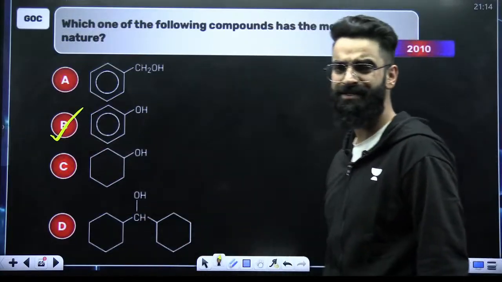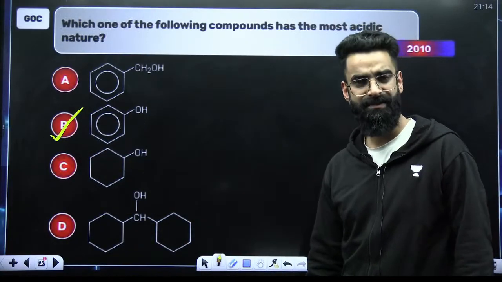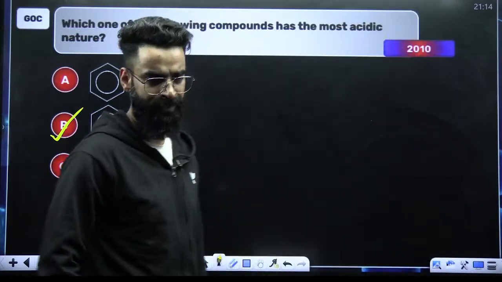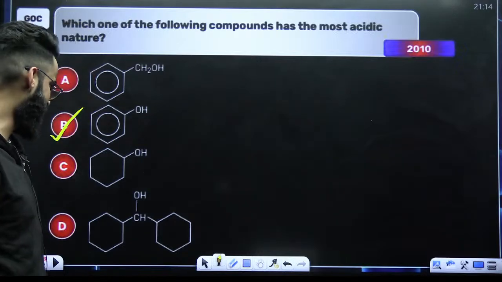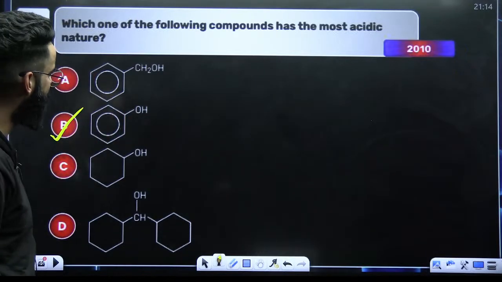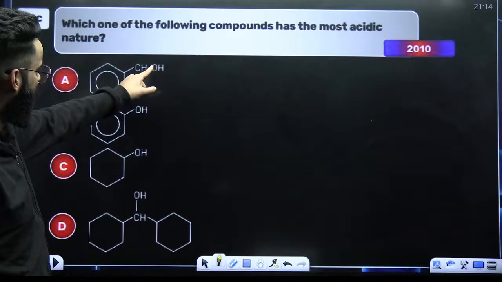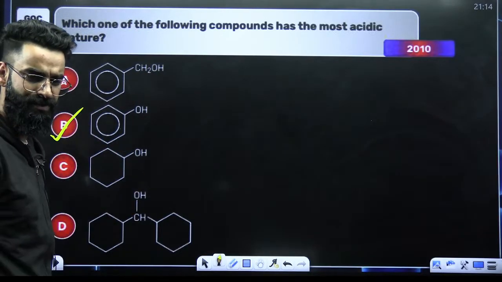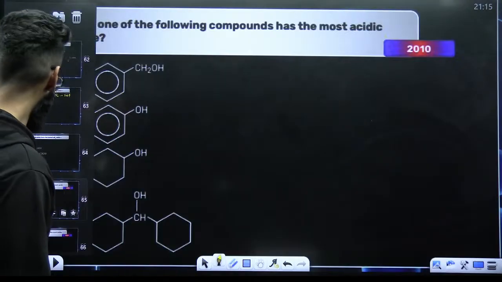So here the conjugate base is going to be more stable. And the more stable the conjugate base, the stronger the acid. You know it. That's not the case in all the other options. Here, the lone pair of oxygen is not in conjugation. Here also it's not in conjugation. Here also it's not in conjugation. A simple basic question this is.